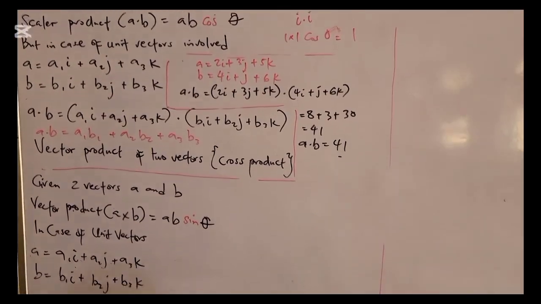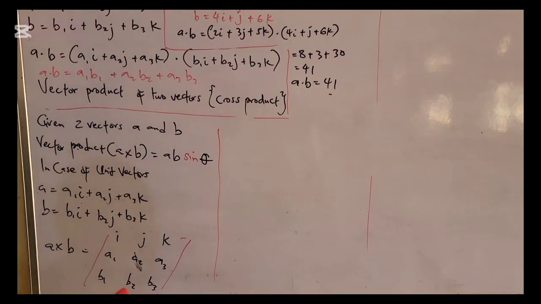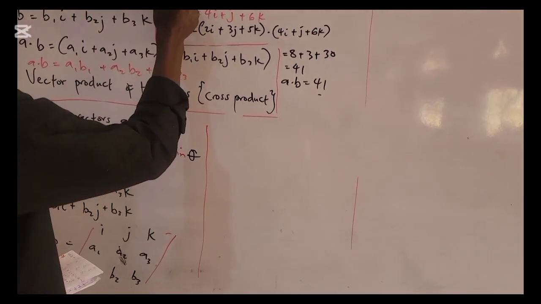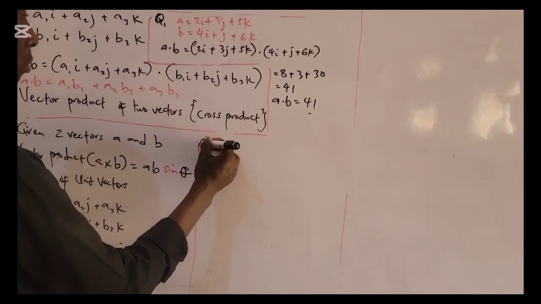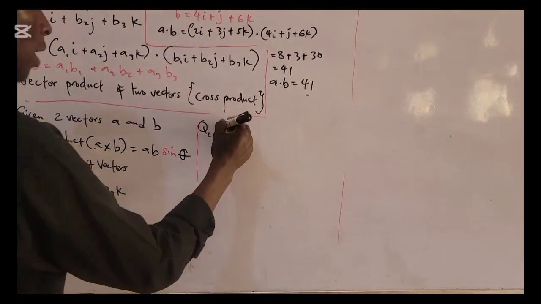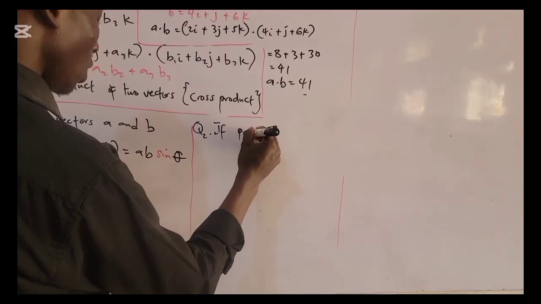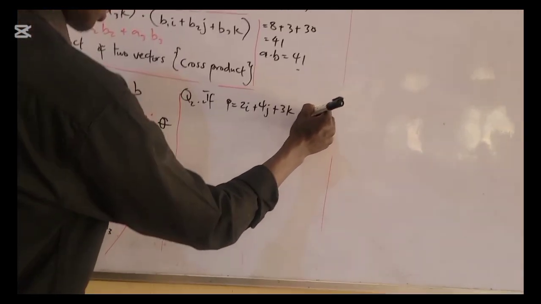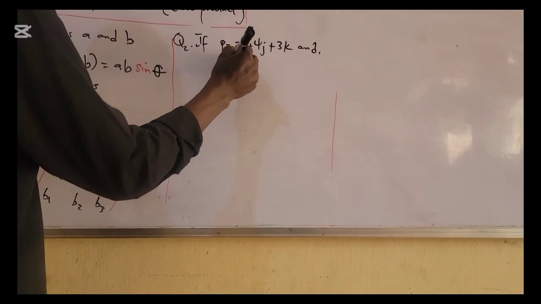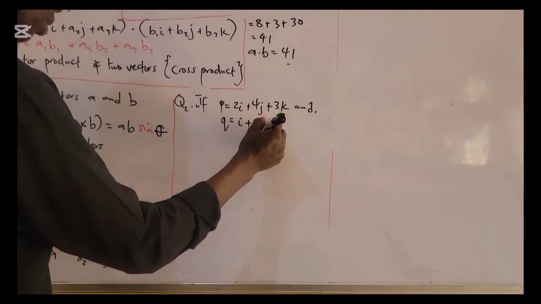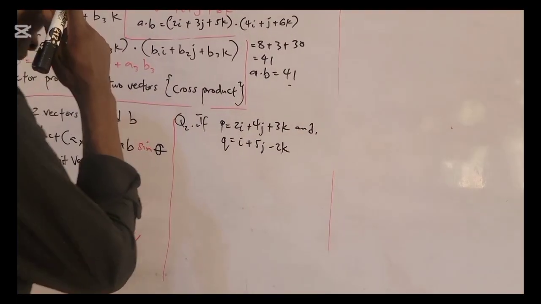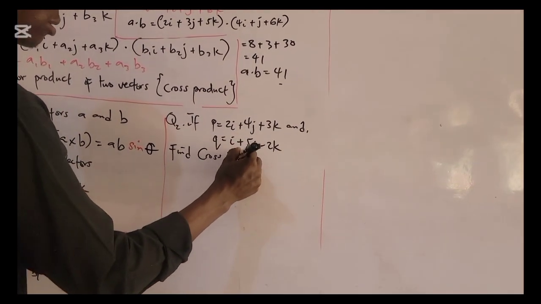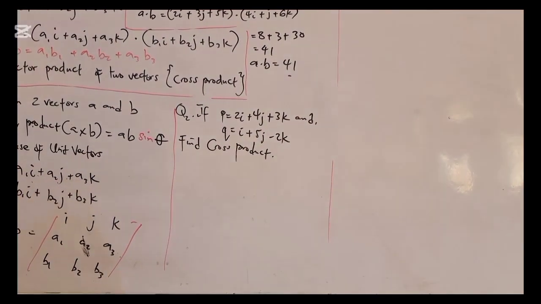Now for this one, let's take question 2. Here we have example 2. This was example 1. It said, if P equals 2I plus 4J plus 3K and Q equals I plus 5J minus 2K. Okay, now we have to find the cross product.